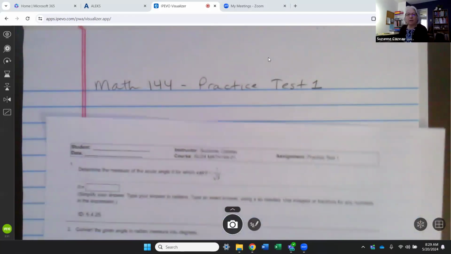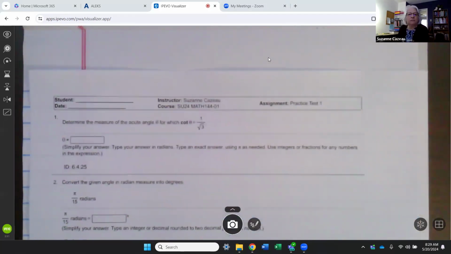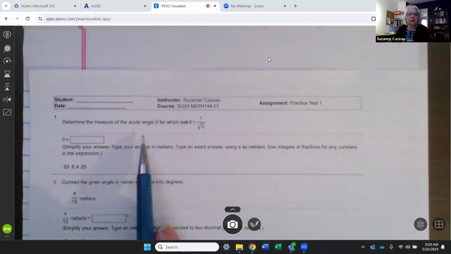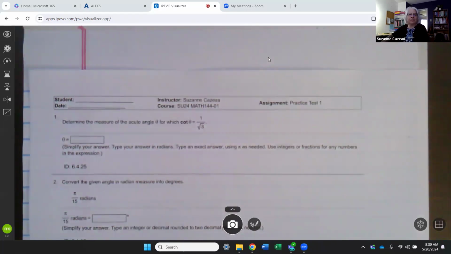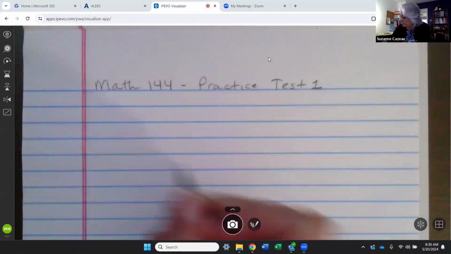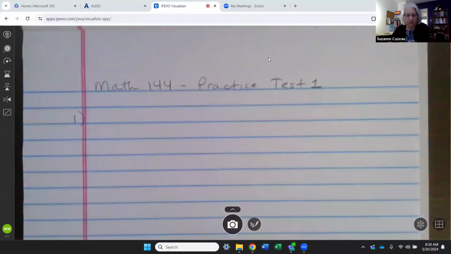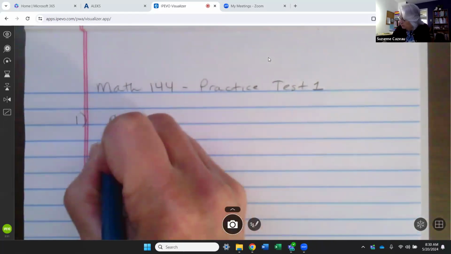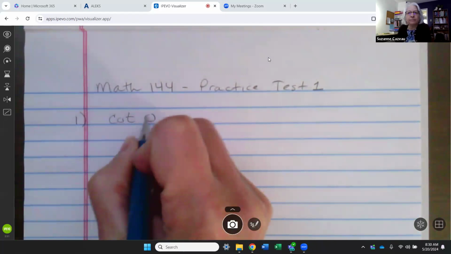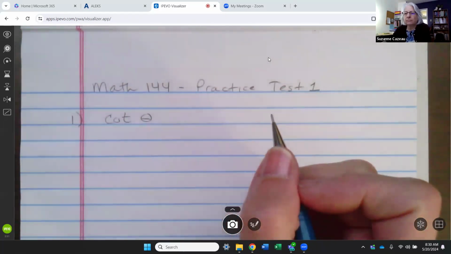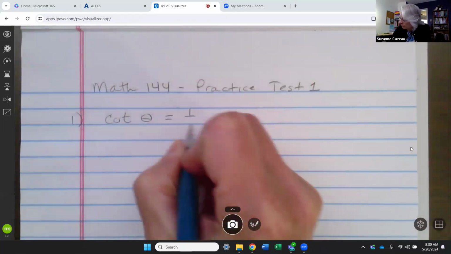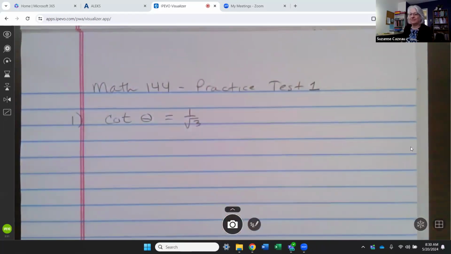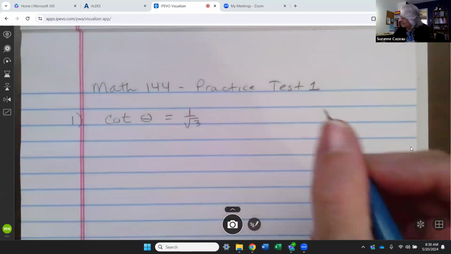So the first problem here is determine the measure of the acute angle theta for which cotangent of theta is 1 over root 3. Okay, so this is number one. Cotangent of theta is 1 over root 3.